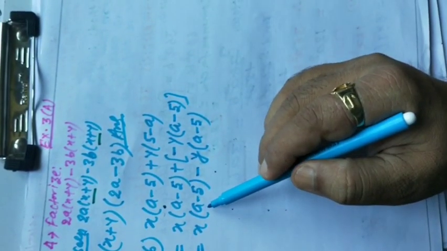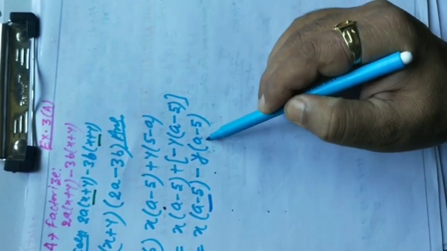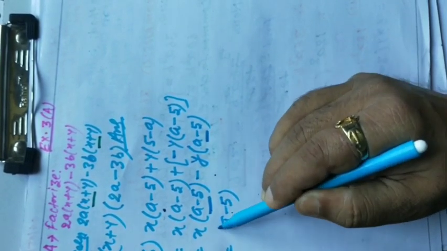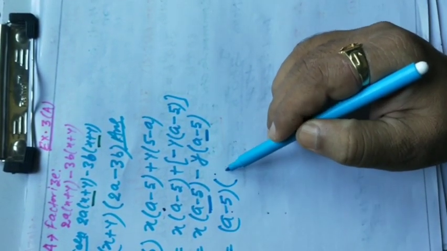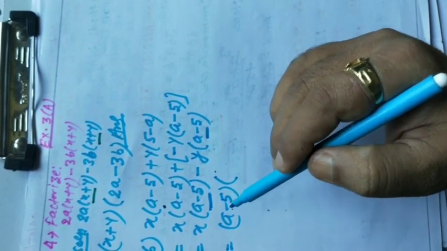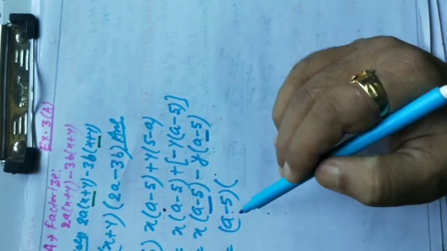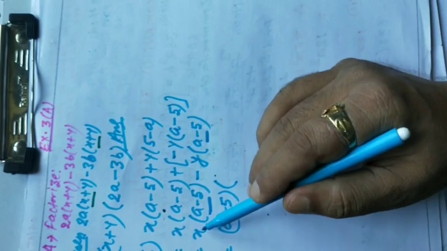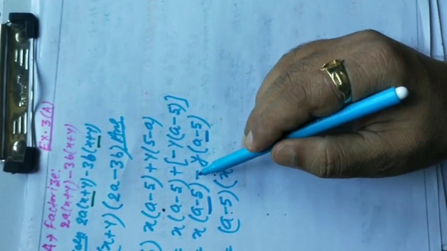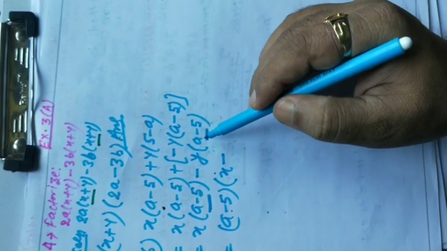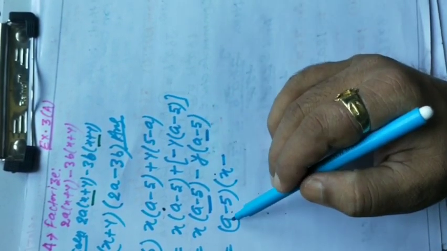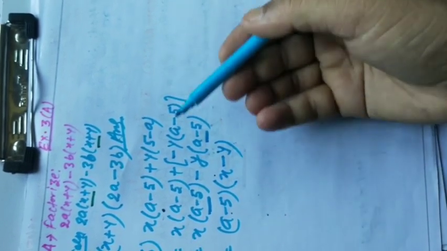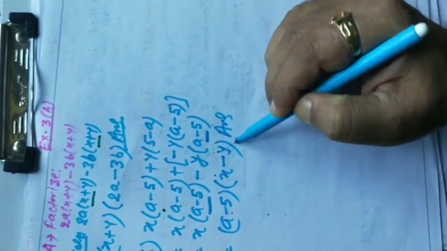So now we have a common factor. a minus 5 is here and a minus 5 is also here. So take a minus 5 as common. Then you have to put the bracket after taking the common. And when this expression is divided by a minus 5, a minus 5 will cancel, then x will be left, so put here x, and after this the minus sign is here, so put the minus sign. And when this expression is divided by a minus 5, it will be cancelled, then y will be left, so put here y. You have factorized this expression. This is your final answer.